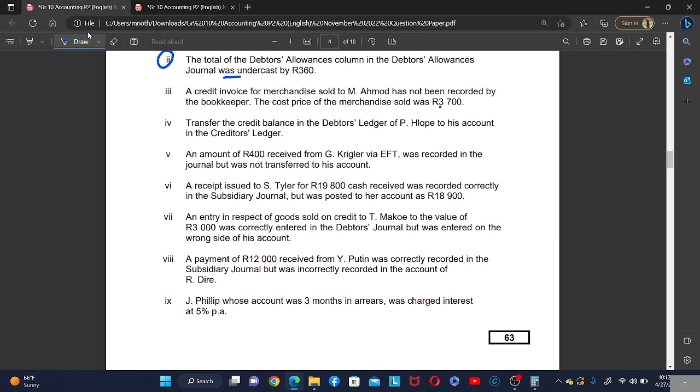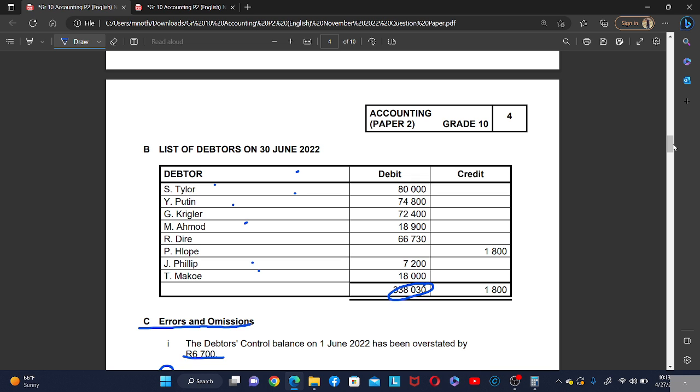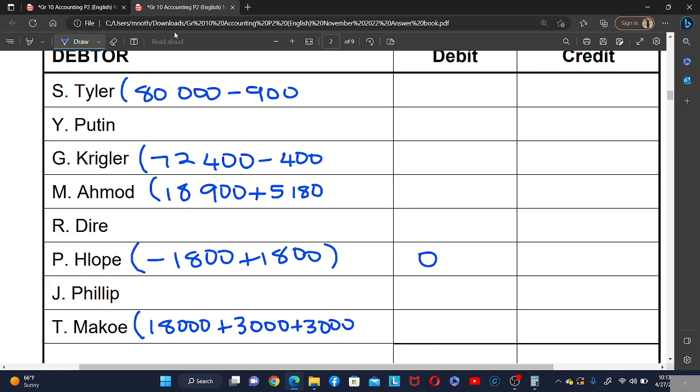And then a payment of 12,000 received from Y Putin was correctly recorded in the subsidiary journal but was incorrectly recorded in the account of Dia. Y Putin is owing us 74,800, and Dia is owing us 66,780.